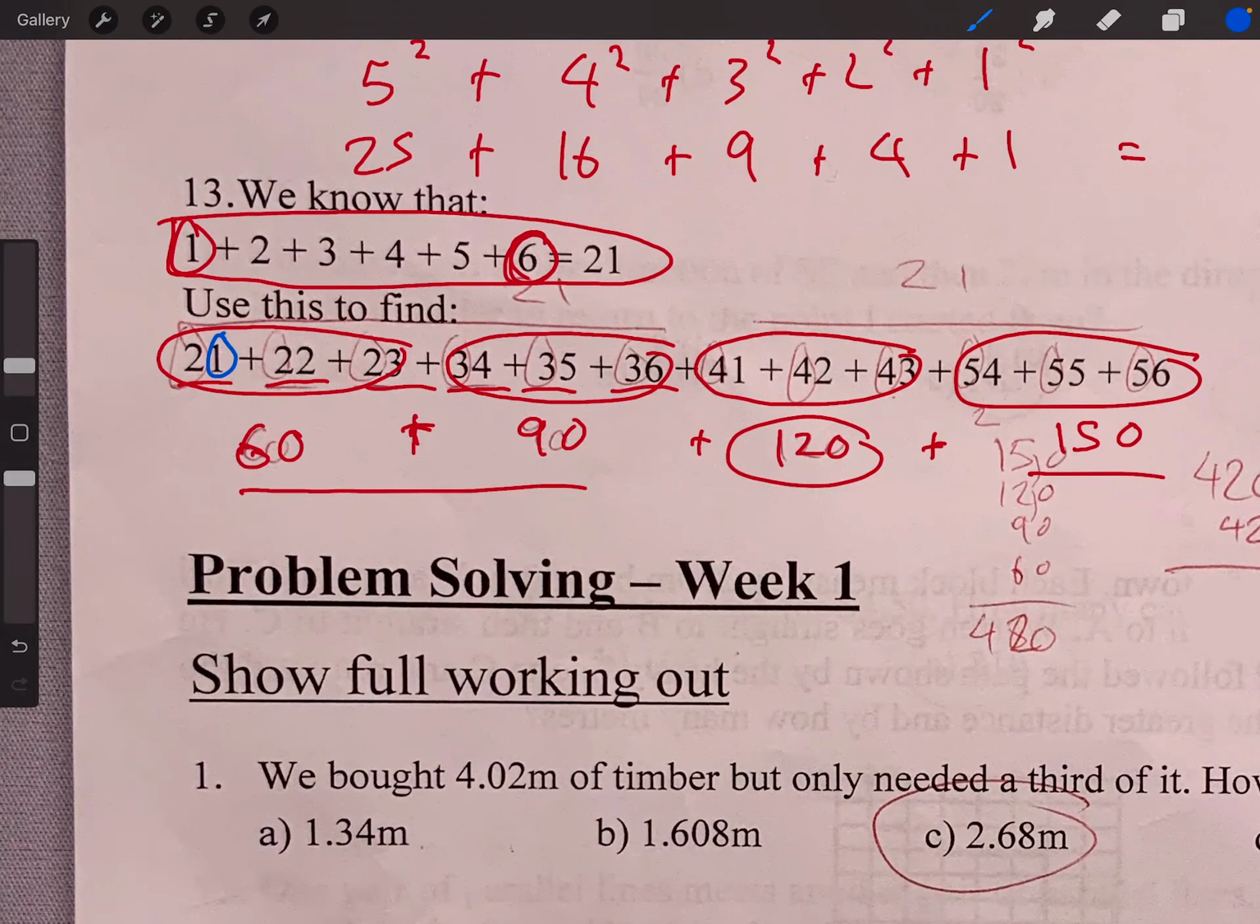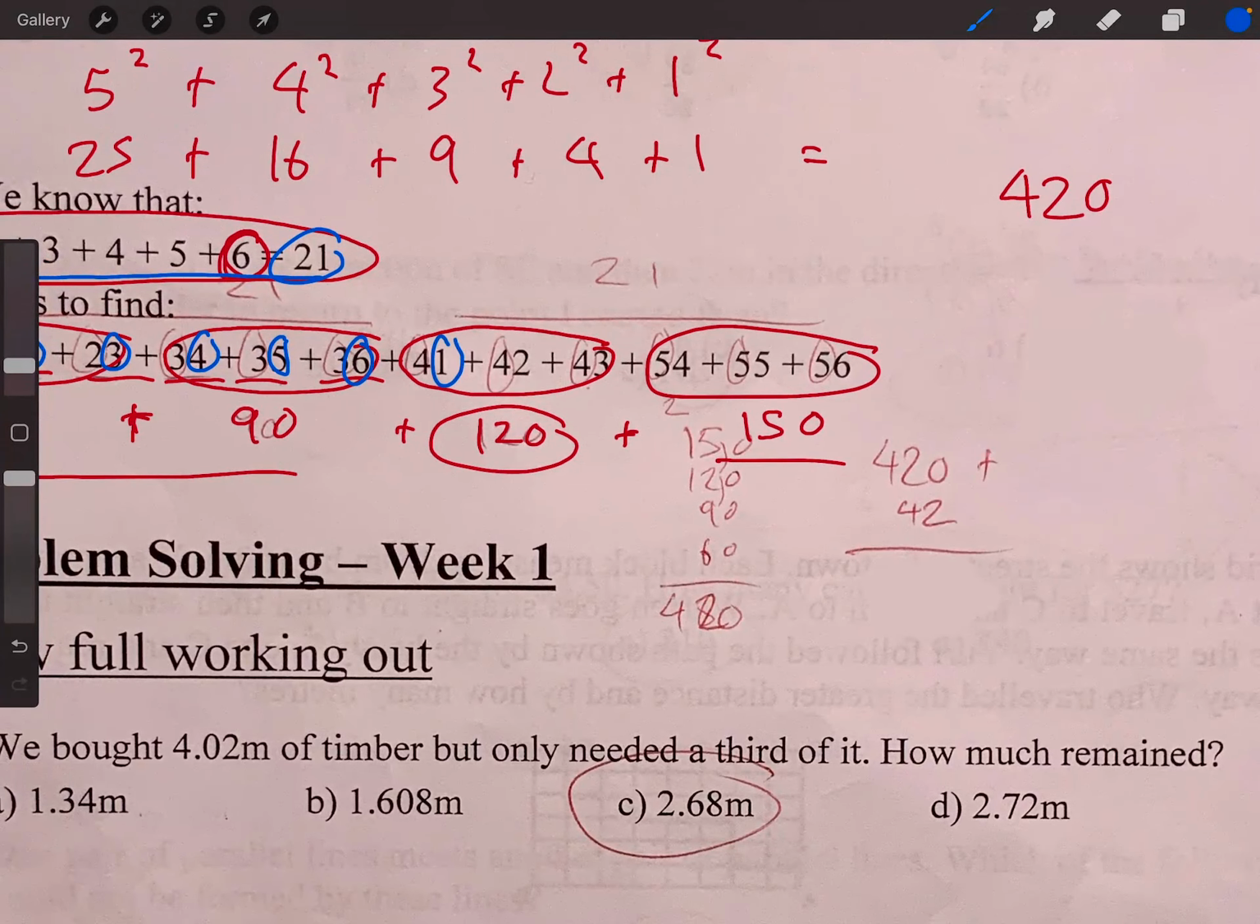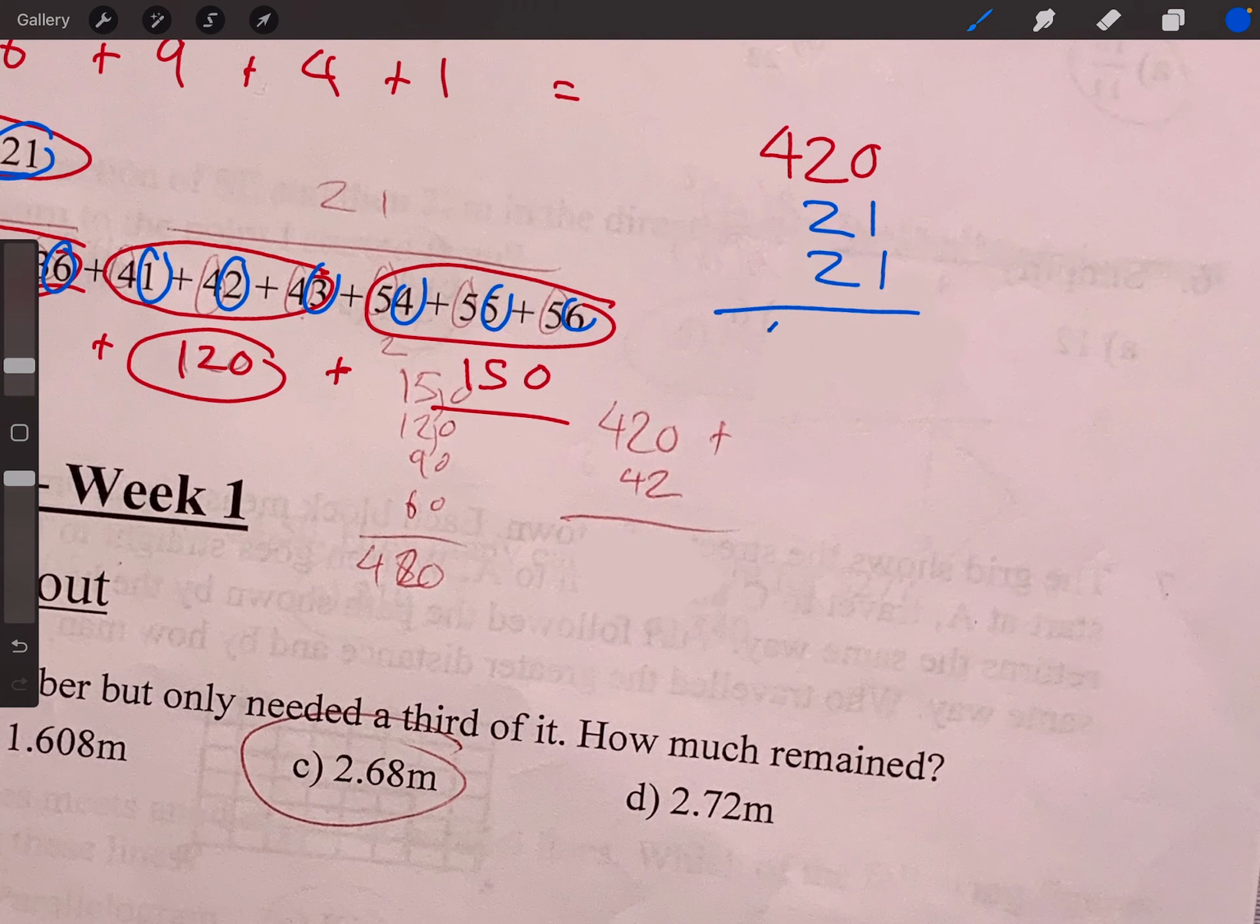Here you go. 1 plus 2 plus 3 plus 4 plus 5 plus 6. We know that from 1 to 6 will give you 21. So all of these will give you 21. And you're going to have 1 plus 2 plus 3 plus 4 plus 5 plus 6. So you have 21 again. So you're going to add 21 and 21. So altogether will be 462. Okay, there's your answer.